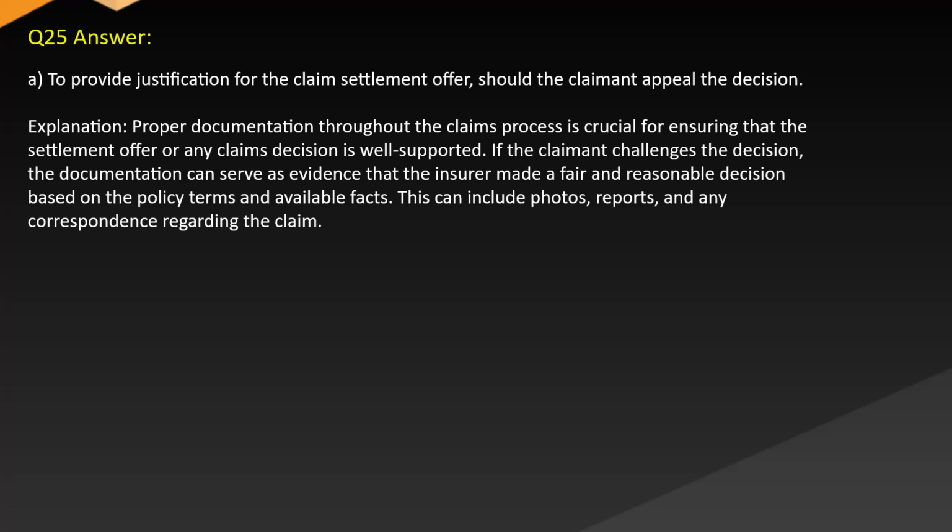Answer: A. To provide justification for the claim settlement offer should the claimant appeal the decision. Explanation: proper documentation throughout the claims process is crucial for ensuring that the settlement offer or any claims decision is well supported. If the claimant challenges the decision, the documentation can serve as evidence that the insurer made a fair and reasonable decision based on the policy terms and available facts. This can include photos, reports, and any correspondence regarding the claim.